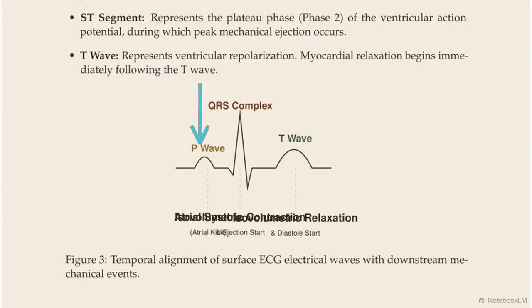The cycle begins with the electrical P wave. This trigger initiates atrial systole, where the atria contract to push a final 20 to 30% of blood volume into the ventricles, reaching the end diastolic volume, or EDV. The P wave is followed by the QRS complex, which triggers ventricular contraction. As the ventricle squeezes, its internal pressure quickly exceeds the pressure in the atrium. This pressure gradient snaps the mitral valve shut, producing the first heart sound, S1.